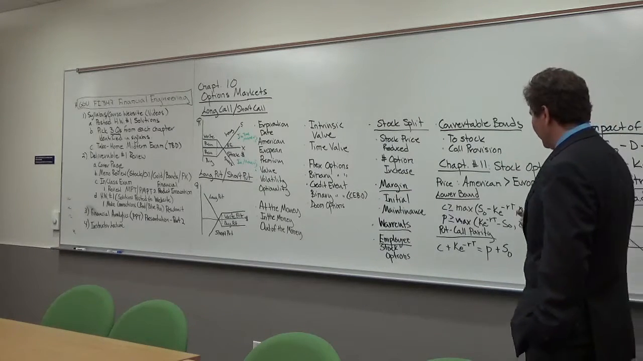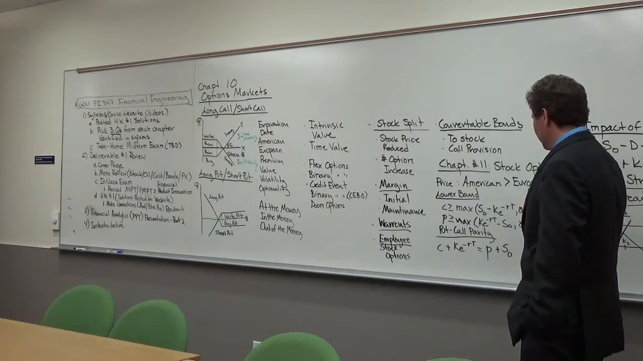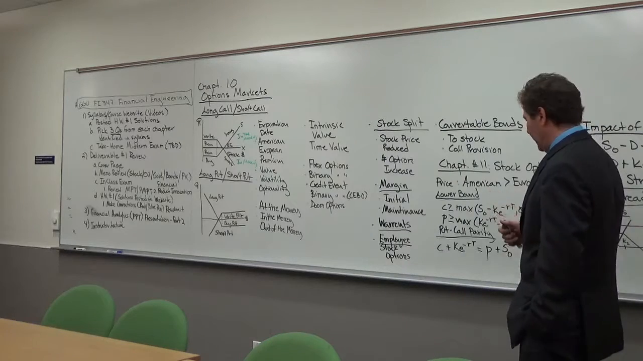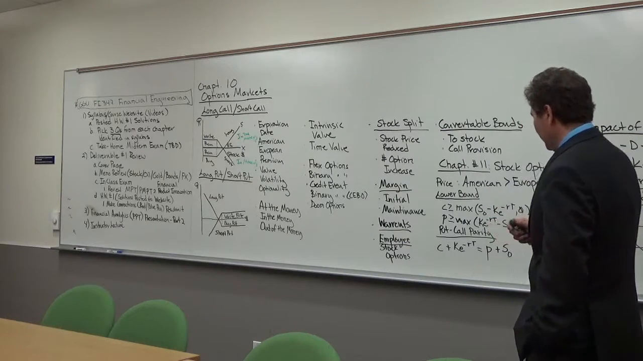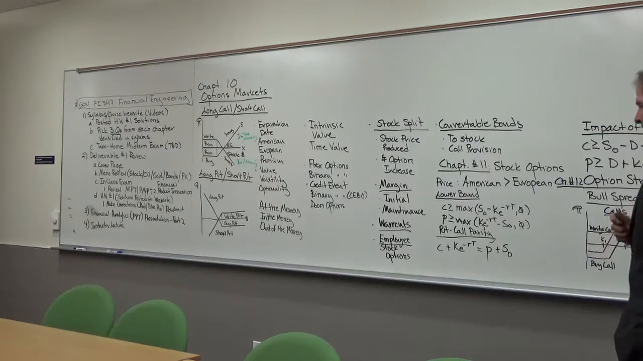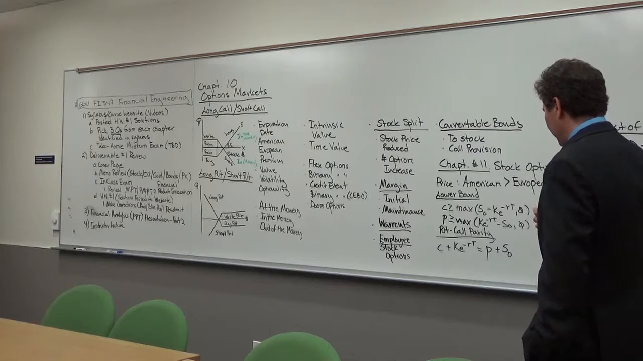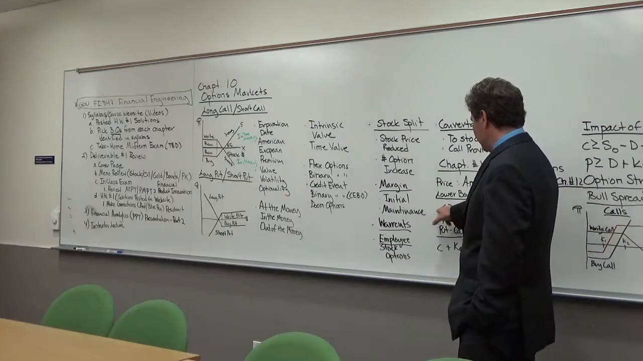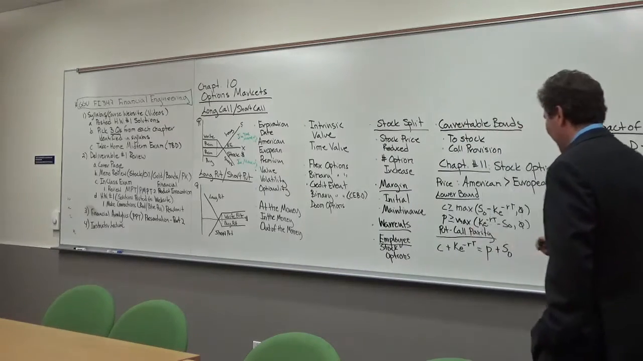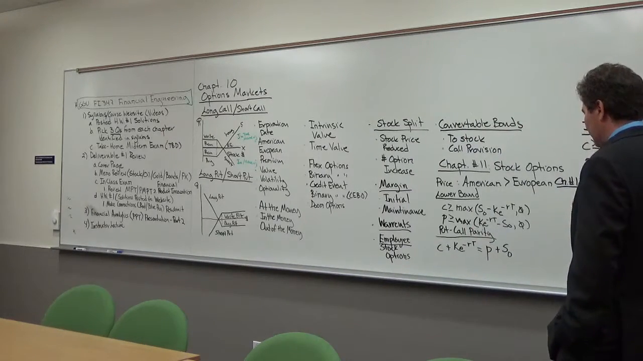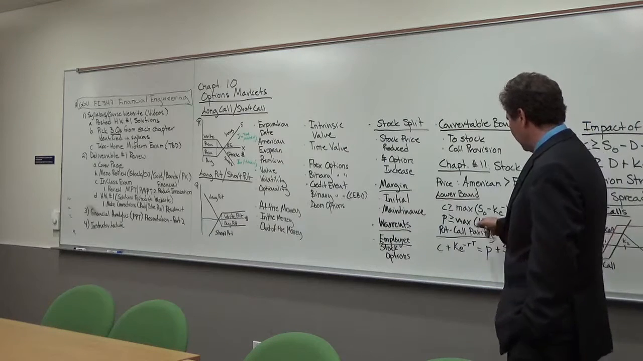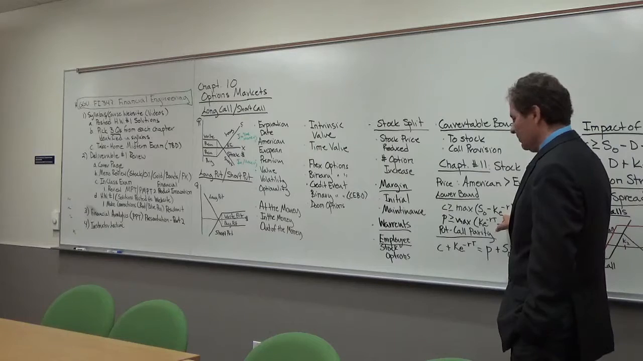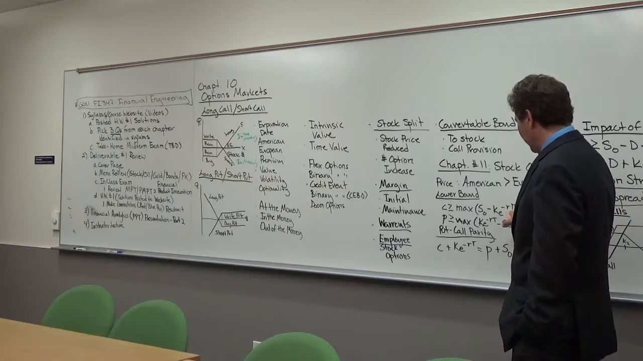Again, the price of American options are usually higher than European options because of the optionality, the ability to exercise the option during the option period. The maximum for the call option price is the current stock price minus the exercise price multiplied by e to the negative rT.